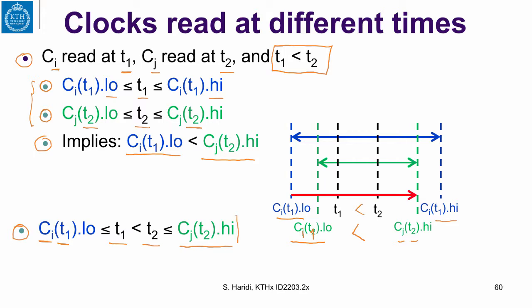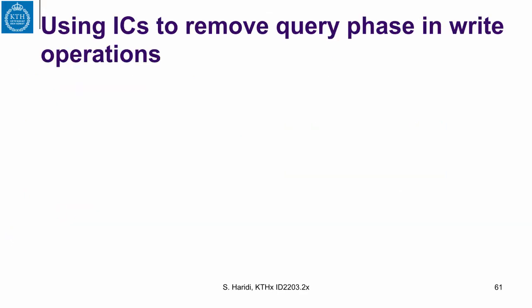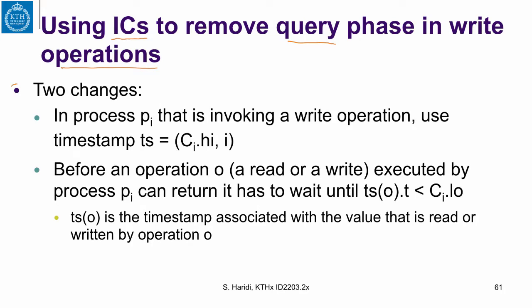We are going to use this invariant or guarantee on interval clocks to develop our algorithm for linearizable shared memory. So here is the algorithm. We are going to use interval clocks to remove the query phase in the write operation. It means that the write operation, which normally takes 2 rounds, one query phase and the second update phase, we will try to remove the query phase of the write operation. The read operation works as normal, and you will see that. So we have 2 changes we have to make.